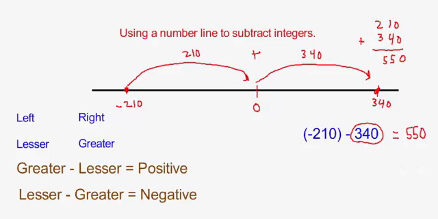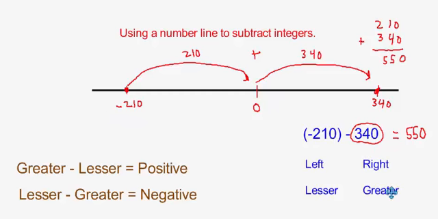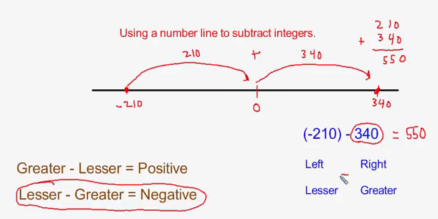Now to figure out whether it should be positive or negative, I noticed that I started with negative 210, which is on the left, and numbers to the left are of lesser value. I subtracted a number that was further to the right, and numbers to the right on the real number line are greater in value. And whenever you take a number that is lesser in value and subtract off one that is greater in value, you are left with a negative result. So my answer should have been negative 550.